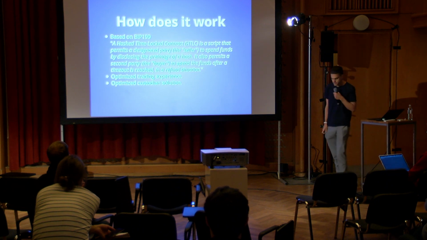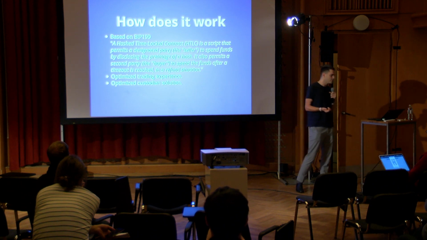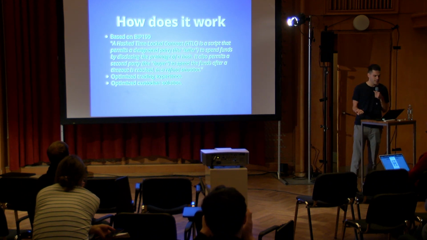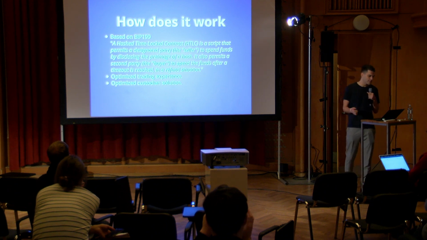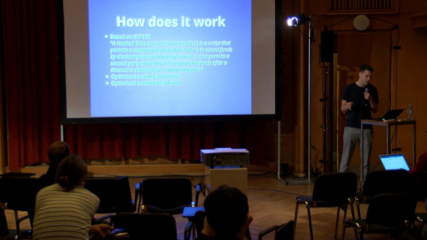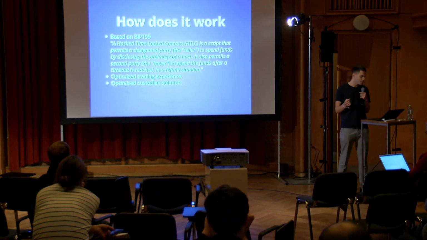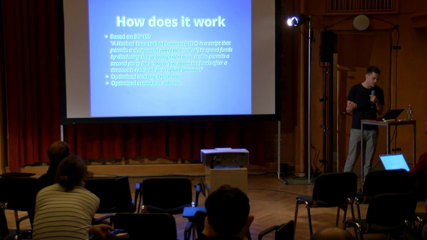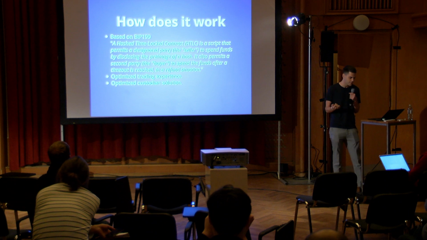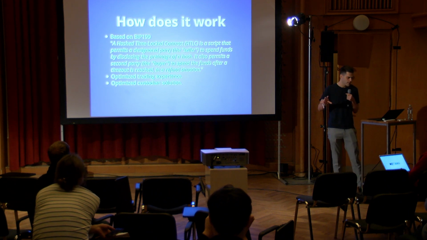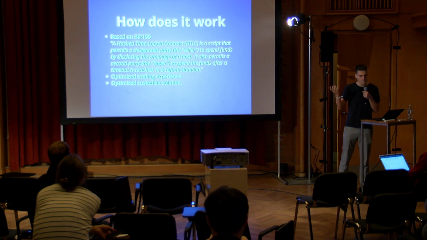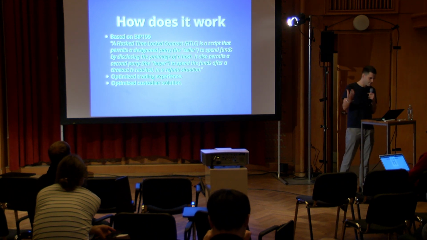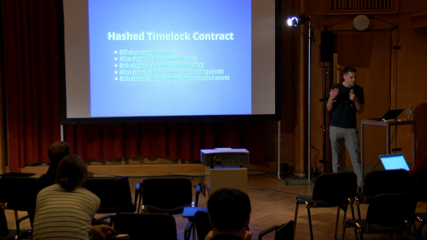So how does it work? It's based upon BIP 199, which is hash time locked contract. That's essentially a script that permits a designated party, the seller, to spend funds by disclosing the pre-image of a hash. It also permits a second party, the buyer, to spend the funds after a timeout is reached in a refund situation. So we use this. Then we use an optimized trading experience, which I'm going to touch upon next, and an optimized custodian solution, which is the Image Wallet.